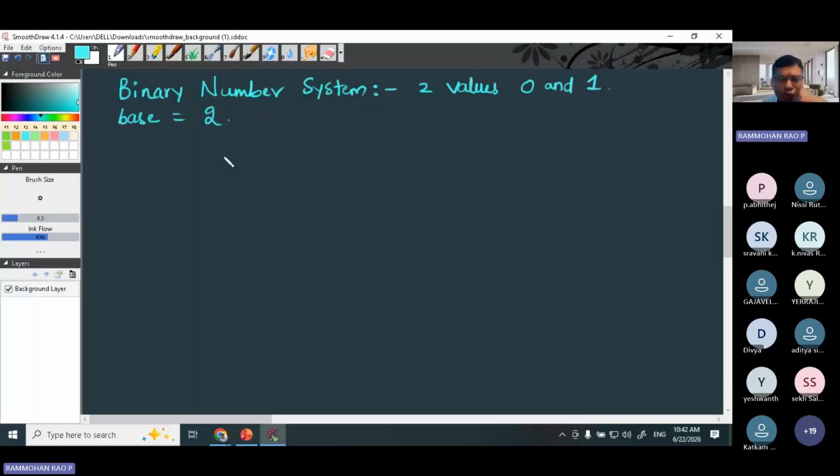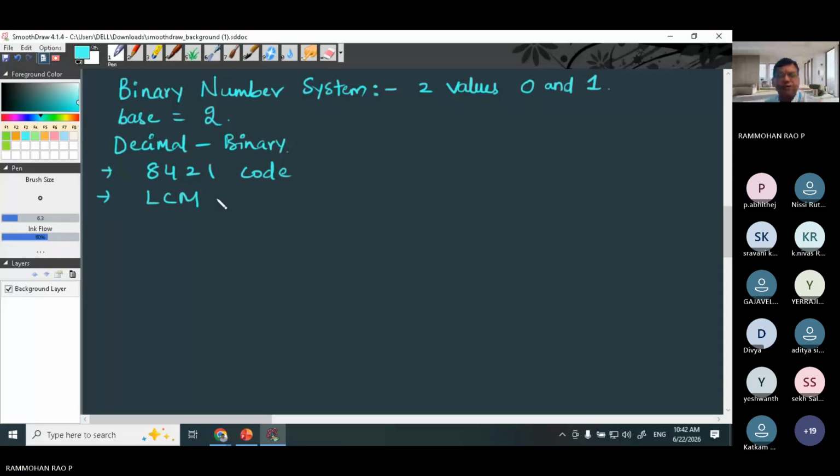Fine. How do we convert a decimal number to binary? There are 2 methods. One is 8421 code. Another method is LCM. 8421 code we have already discussed. Am I correct? We have discussed 8421 code already. What is 8421 code? Let us revisit. Let us try to understand 8421 code.